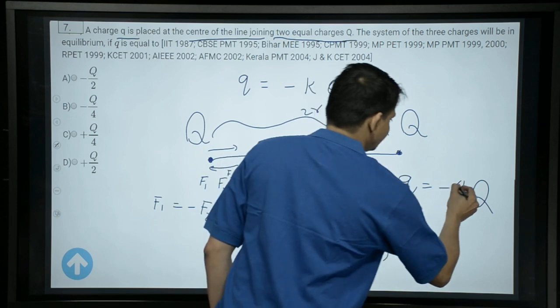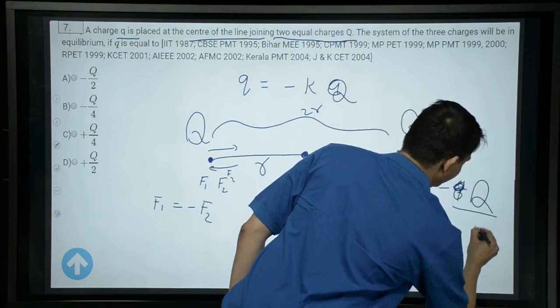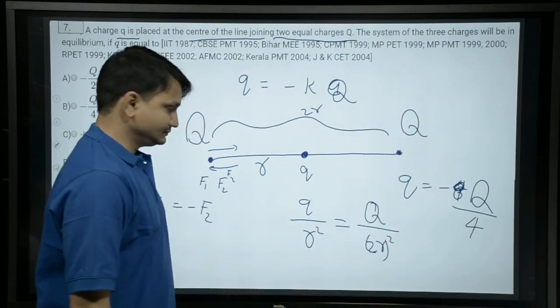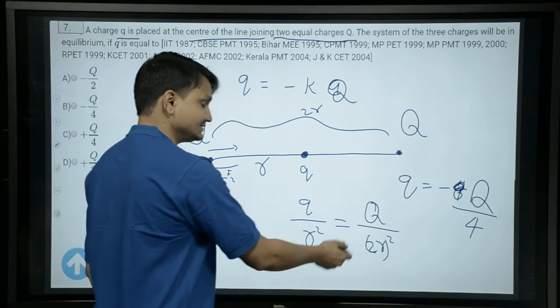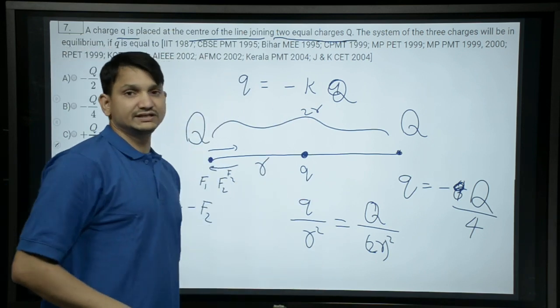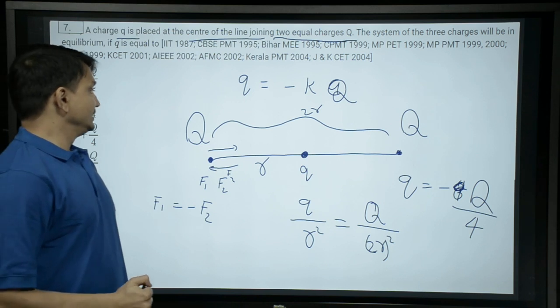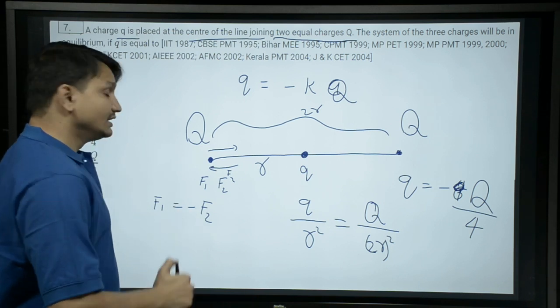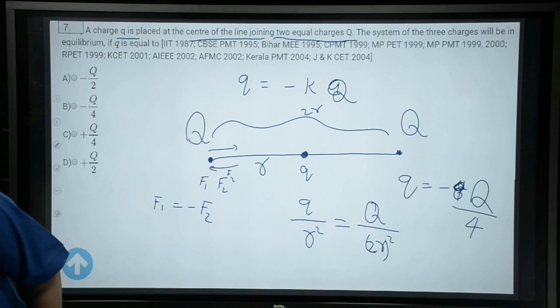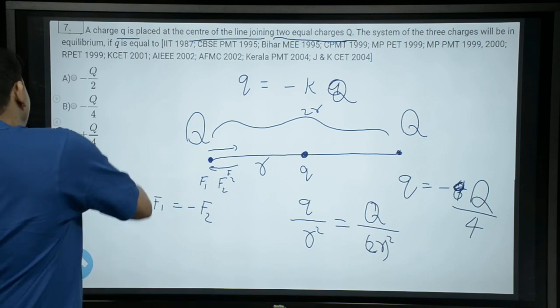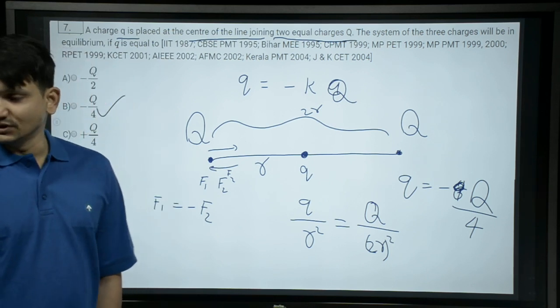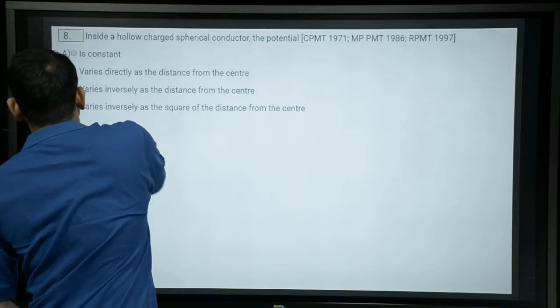Sorry, minus Q by 4. Yes, that is how this situation is being solved and the equilibrium is being found. So can you try to find, and I think someone has tried to answer, and that is B. You're right about that. Let's move on.